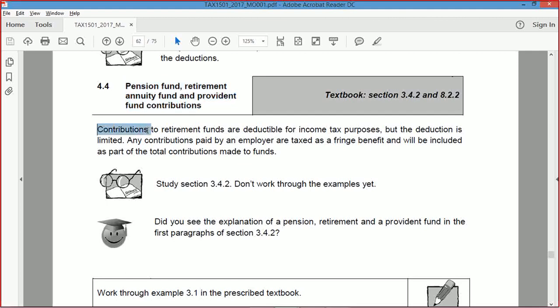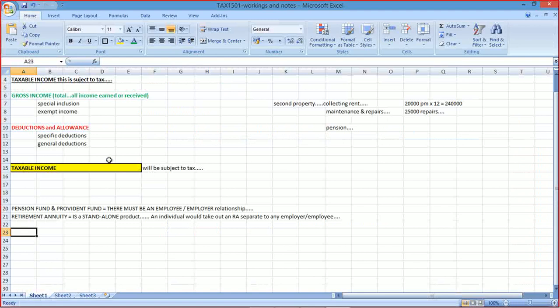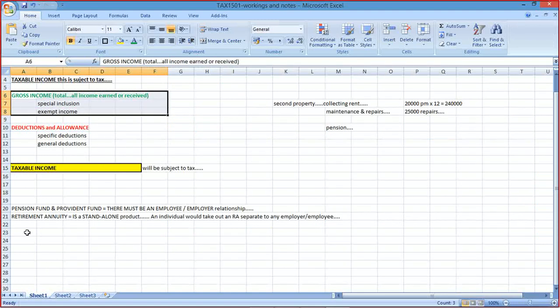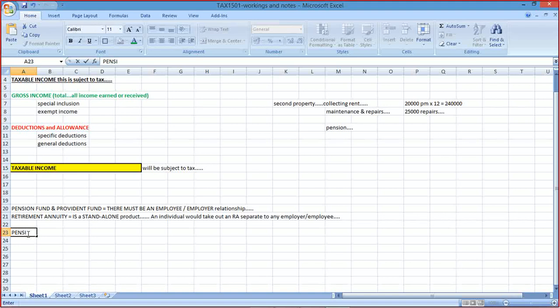So here they've given you a note about the contributions. What am I going to be doing? Do you agree I'm going to be earning income? That's going to be classified as gross income. A portion of that will be contributed towards a pension fund. What is SARS going to allow you to do? They're going to allow you to deduct a portion of that from your gross income. So what does the pension fund contribution do to your taxable income? Does it increase or decrease? Decrease, right?